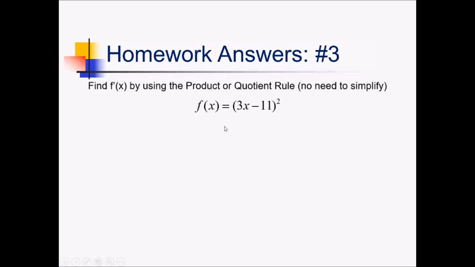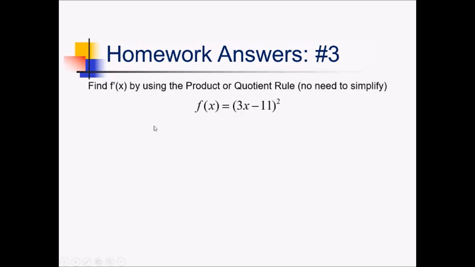And they said no need to simplify, so we're just going to leave it like that. For this problem, we're being asked to figure out the derivative using a product or quotient rule. This one's actually going to be a product rule because we basically have 3x minus 1 times itself. Now, if you knew the chain rule, that would be even faster, but you might not know it yet if you're doing this as part of the 7-5 extra practice.